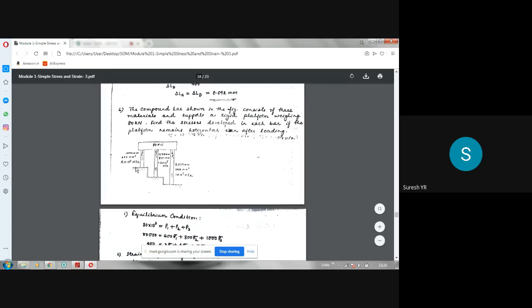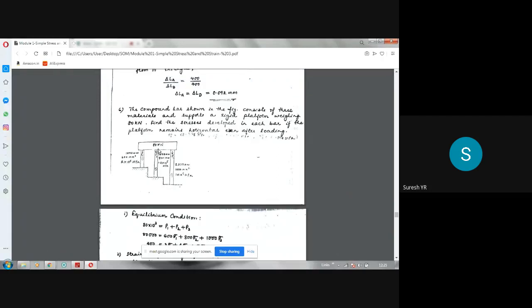So length of this bar is 1000 mm, area is 600 mm square, Young's modulus is 2 into 10 power 5 MPa. That is steel. Here length is 1500 mm, area is 800 mm square, Young's modulus 1.2 into 10 power 5 MPa. Next, this one length is 2000 mm, area is 1000 mm square, Young's modulus is 1 into 10 power 5 MPa. So three bars are there here, and the total weight carried by these three bars is 80 kilonewton. The question is, find the stresses developed in each bar if the platform remains horizontal even after loading.